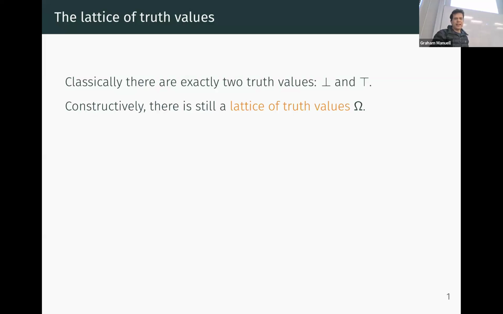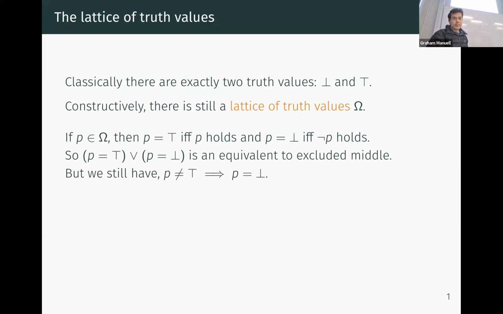Okay, so I was saying how classically we have exactly two truth values, true and false. Constructively, it's a little harder to say, right? It's not true that we have three truth values. That's what we saw. But it's also not really true that it's not true that the truth values are either true or false. So it's one of these kind of subtle conditions.